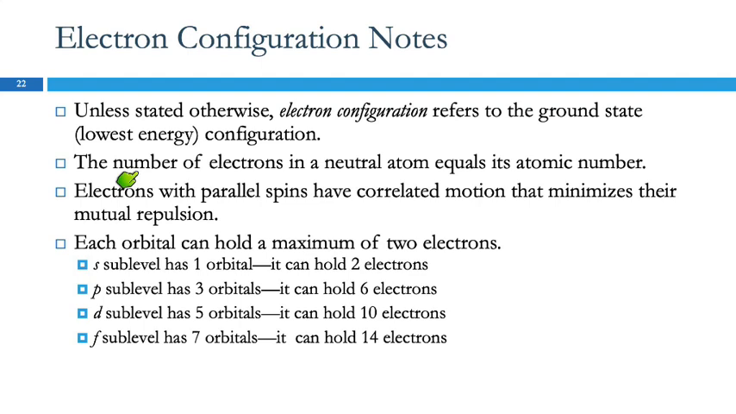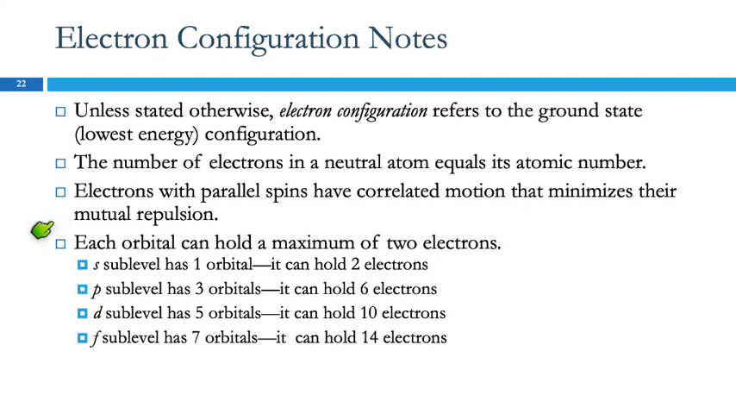Let's remember that the number of electrons in a neutral atom is equal to its atomic number. So if we look at bromine on the periodic table, how many electrons does bromine have? What number is it? 35. That means it has 35 protons and 35 electrons. So the number of electrons for each element is literally written on the wall for you.